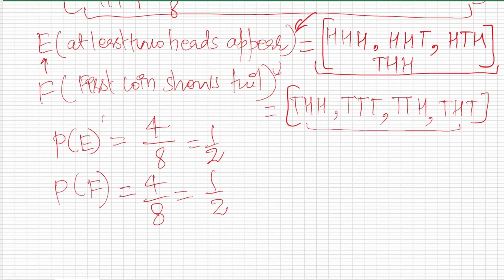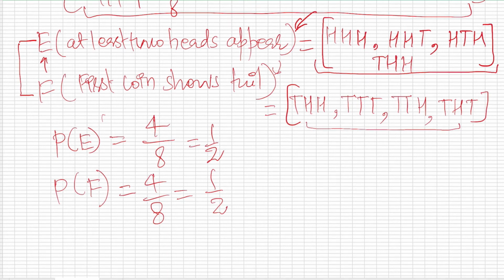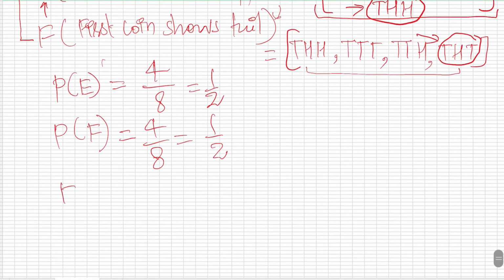For our understanding, what is the outcome which is common in these two events? What is common? We have this outcome common between these two events. So if we talk about E intersection F, what is it? This is common between these two events.